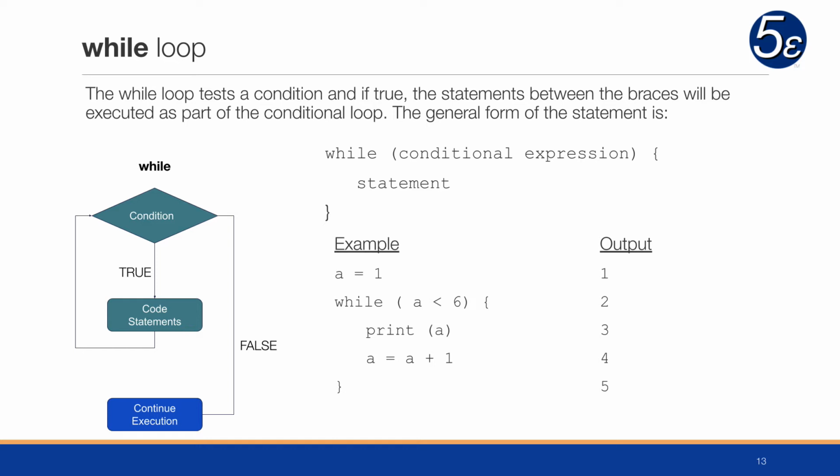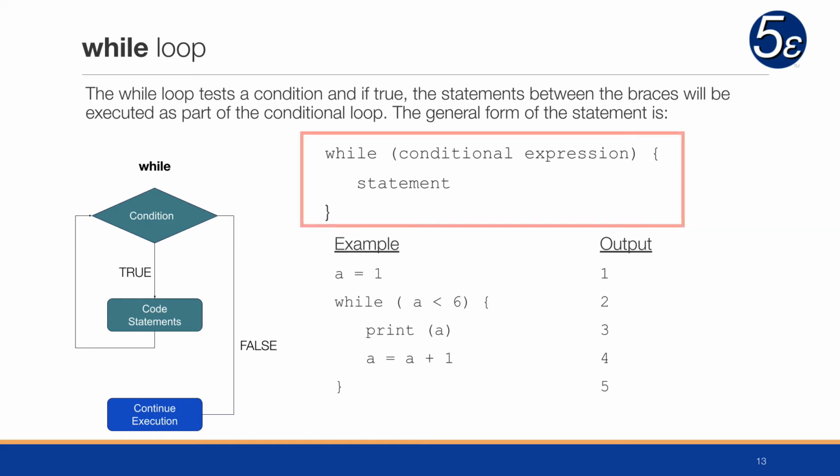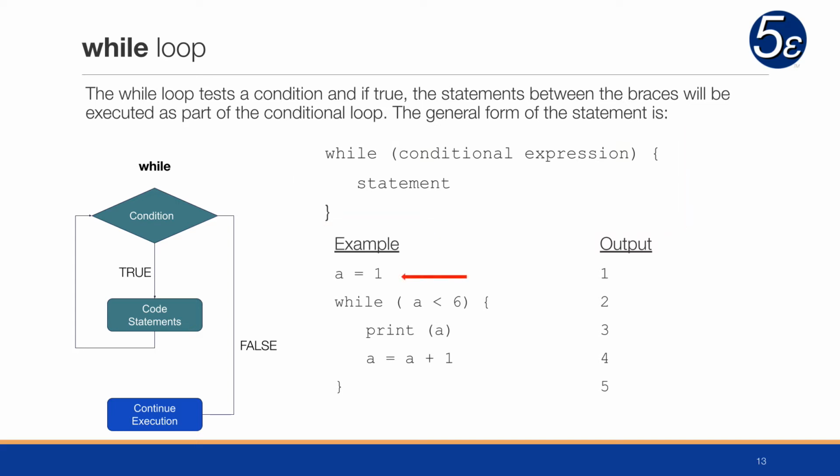The while loop tests a condition, and if it's true, the statements between the braces will be executed as part of the conditional loop. So the general form of the statement is while, as the keyword, some conditional expression in parentheses, followed by a statement or a series of statements in braces. Our example to the left is a equals 1. While a is less than 6, open brace, it will print a, and then increment a by 1, a equals a plus 1, close brace. So the resulting output would be 1, 2, 3, 4, 5, because as soon as a is 6, the loop will terminate.